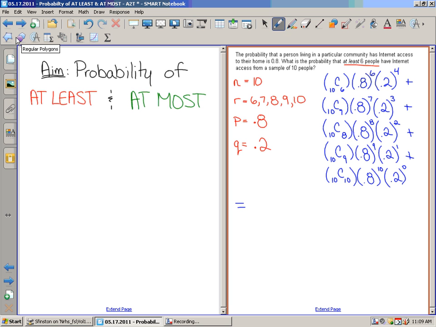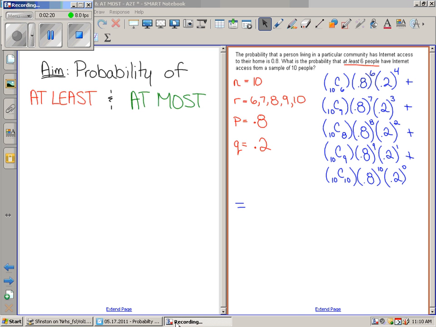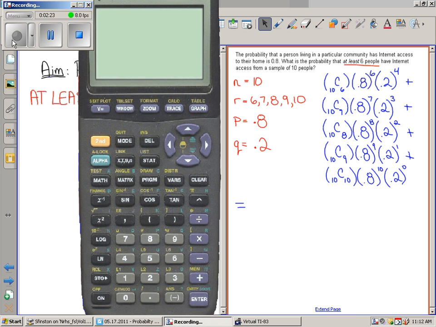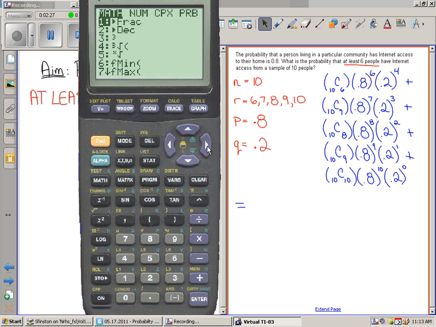And we're going to show you how to punch that into your calculator. Is everybody copying down still or no? Okay, everybody's going to copy down, and then I'm going to show you how you punch it into your calculator. So we're going to do parentheses, 10, math, PRB, nCr, 6. And then it's going to be 0.8 raised to the 6th, 0.2 raised to the 4th. Hit enter. Okay, we're going to write that down.